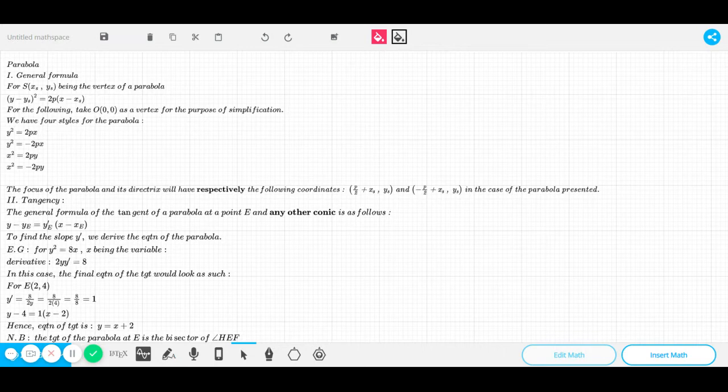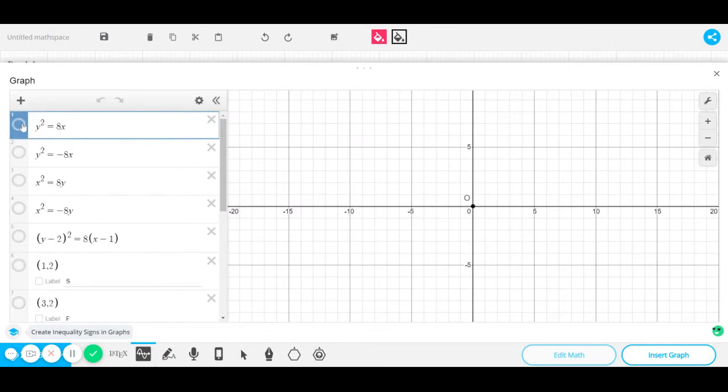Now, why exactly did I say 2p? Why not constant a or constant b? Why exactly 2p? Because through this constant, we can determine the coordinates of the focus and the coordinates of the directrix, which is why we call it 2p and not just any constant a. So I'll show you all four types, all four styles of a parabola.